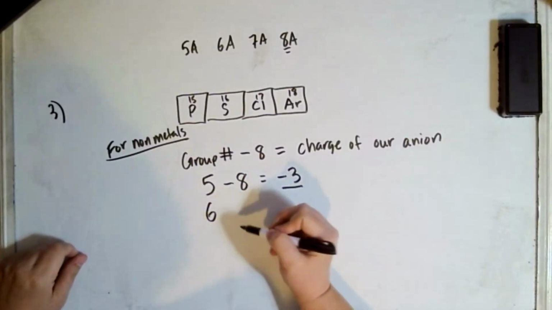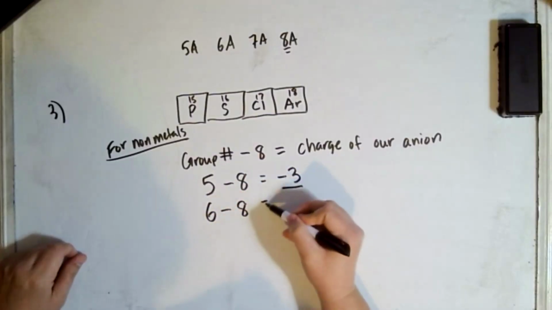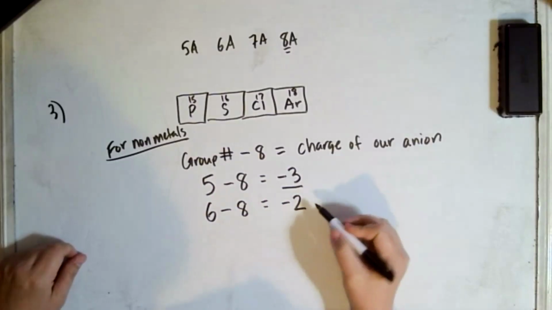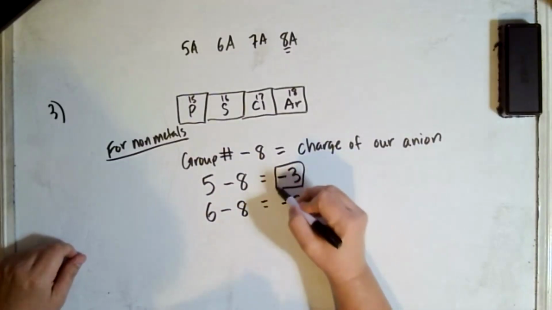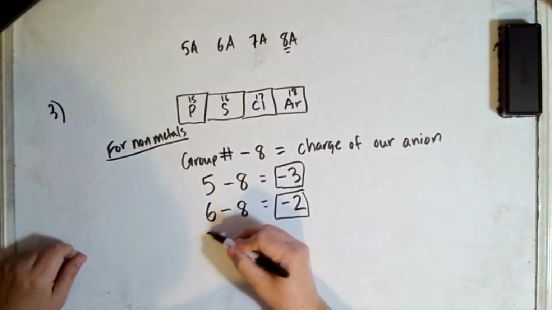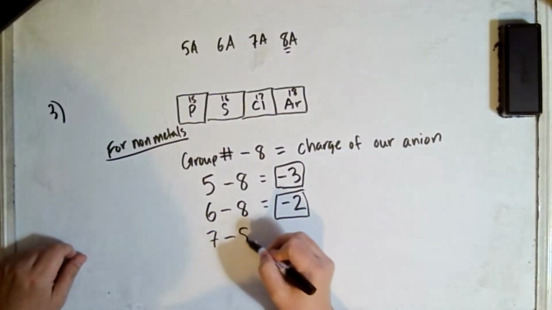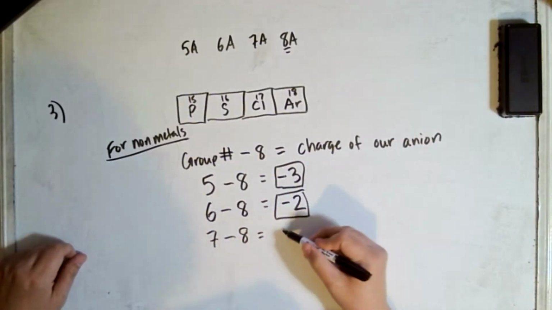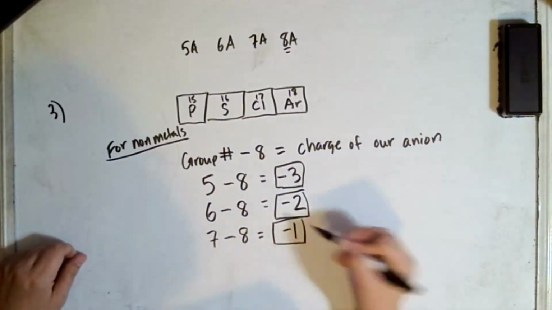Everything that's in group 6A, I'll subtract 8. Everything in group 6A that's a nonmetal is going to have a -2 charge. Everything that's in group 7A that's a nonmetal is going to have a -1 charge.